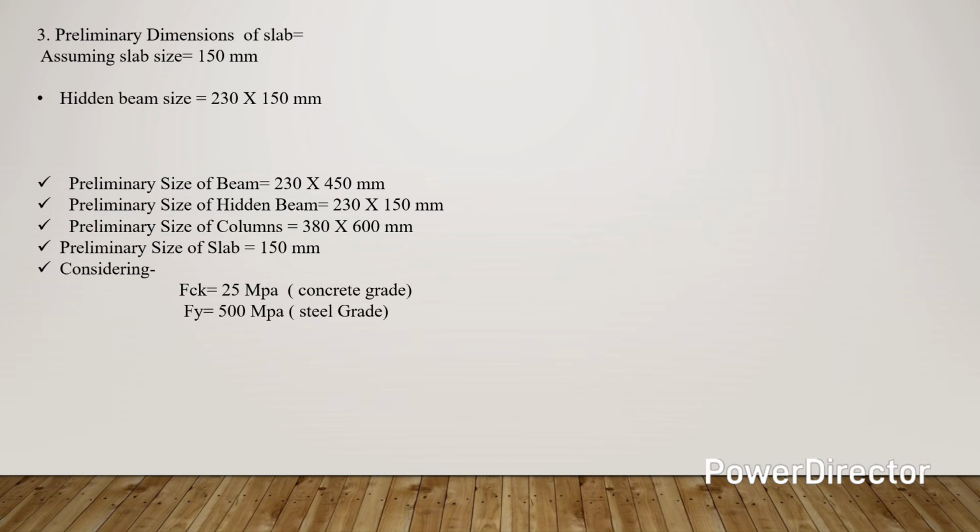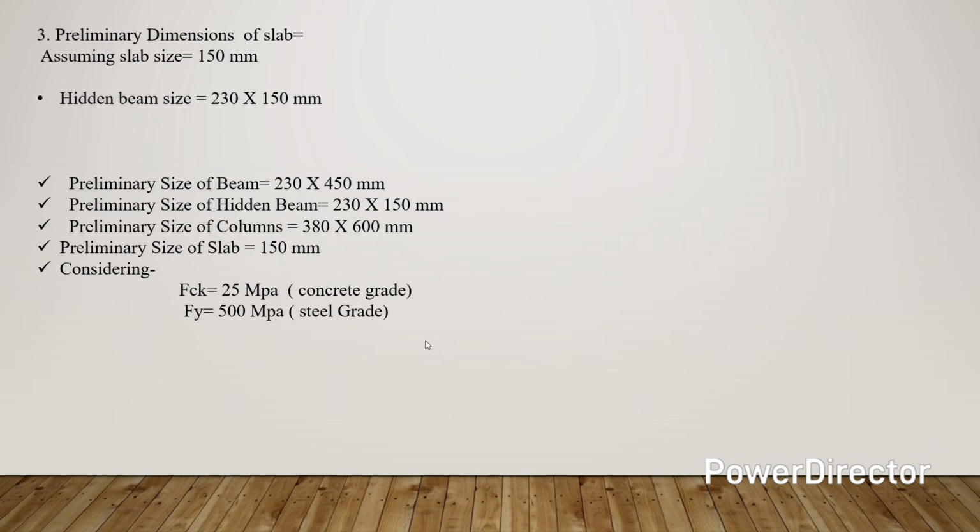Then the preliminary size of columns, as we have calculated and decided, is 380 into 600 mm, and the preliminary size of slab is assumed equal to 150 mm. I am assuming the preliminary size of slab for both the wet slab and the general slab. Now, we are assuming fck, which is the characteristic strength of concrete or the grade of concrete, to be 25 MPa, and fy, which is the yield stress or grade of steel, to be 500 MPa, for the material properties to mention in ETABS.